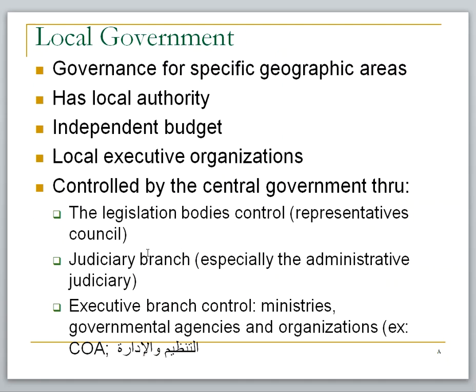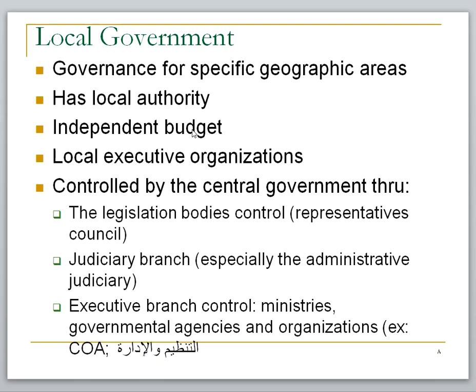Another important part is the local government. It means in Arabic, of course, and we use Arabic here because these are Egyptian terminologies. It must be introduced in Arabic as well. This is الحكم المحلي. الحكم المحلي is related to the governance for specific geographic areas. So it is about managing المحافظات, governorates, cities, villages, centers, districts, and so on.